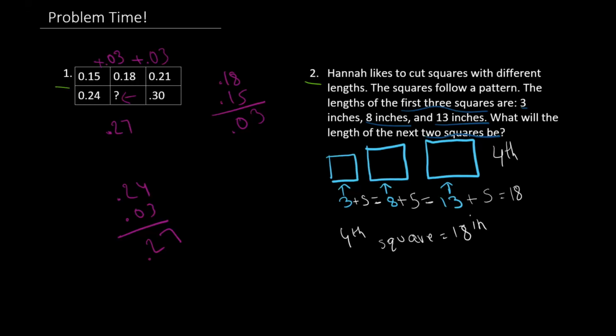Now let's find the next one. 18 plus 5 equals what? Well, 18 plus 5 equals 23. So that's the fifth square. The length of the fifth square would be 23. And you should never forget to write the units because it's important, or else you might think it's centimeters or something else. That's all for this video.